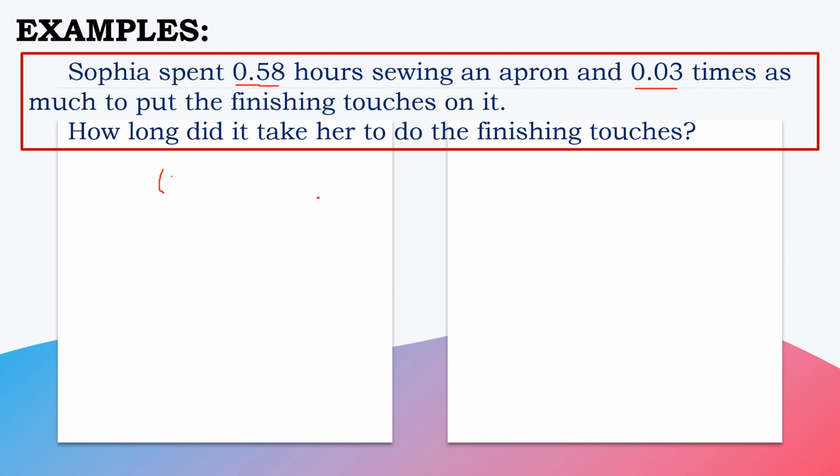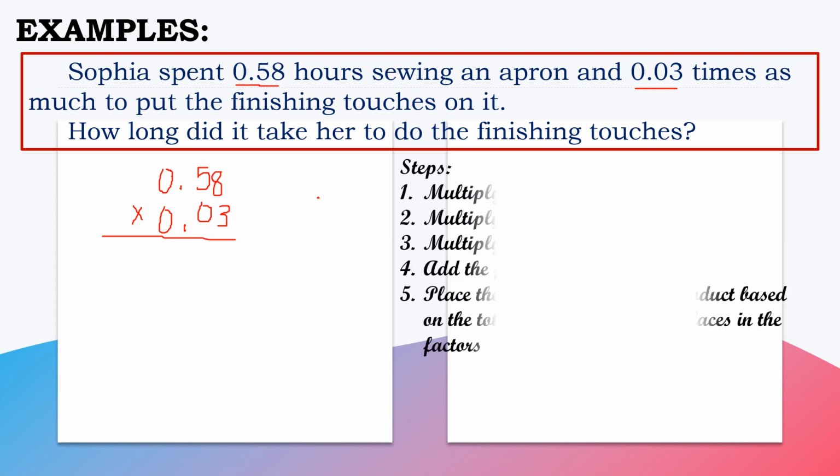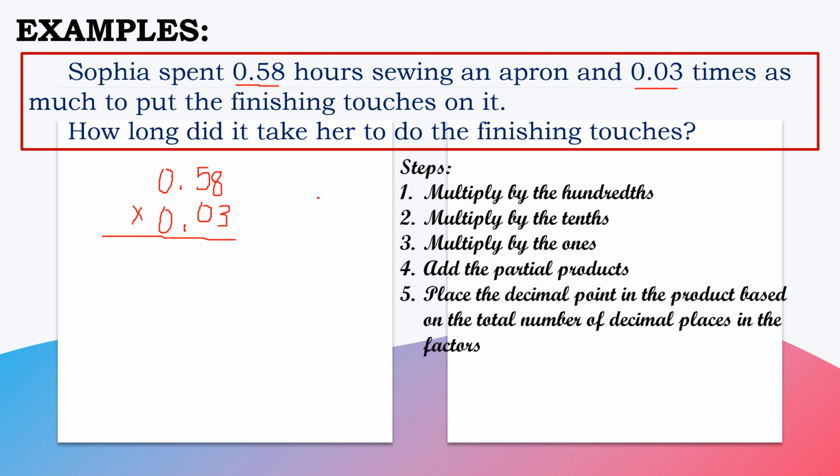So we have 0.58, or 58 hundredths, times the second factor which is 0.03 or 3 hundredths. Okay, now let's solve this by following the different steps, which are number 1, multiply by the hundred.